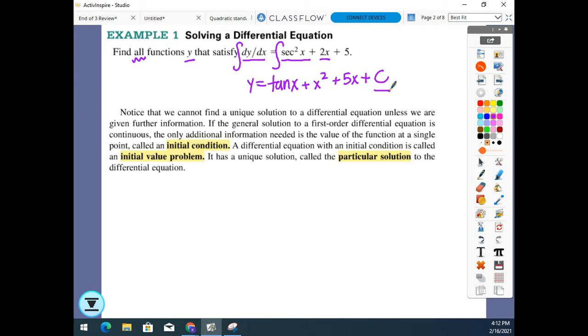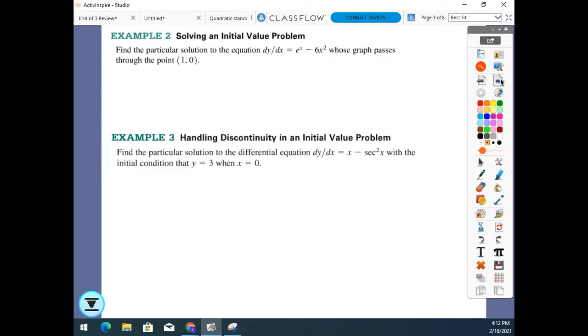All right, so the initial condition is when we're given an actual point that allows us to find c, and that will be the particular solution when we actually incorporate the initial condition and plug it in to find c. All right, so for example, we are given: find the particular solution to this differential.